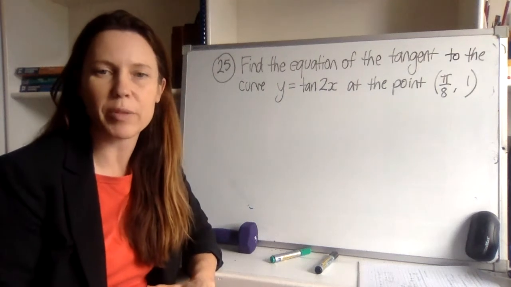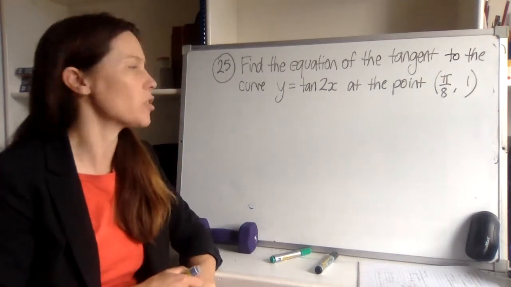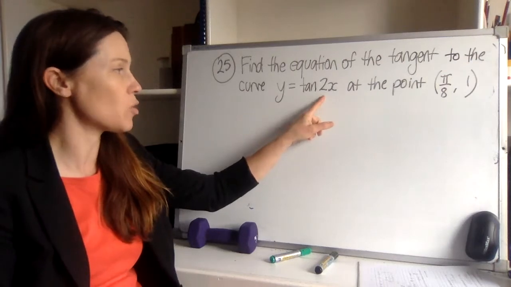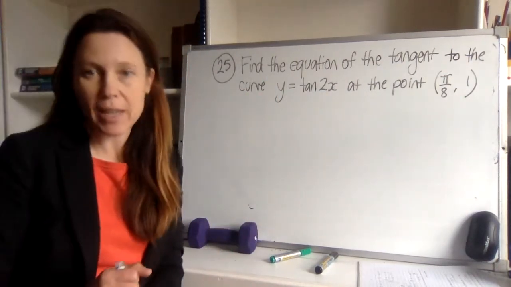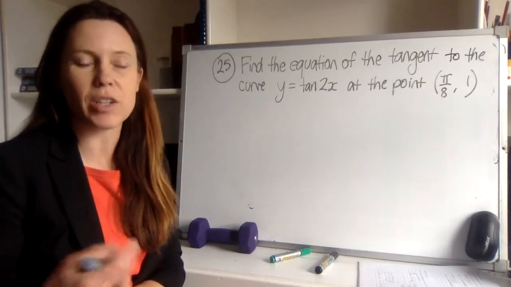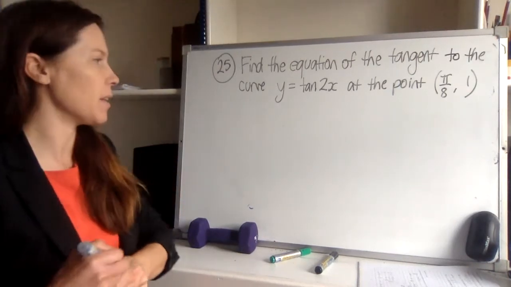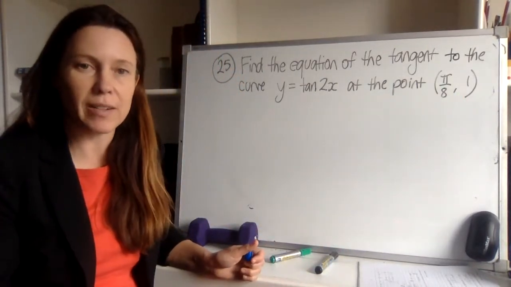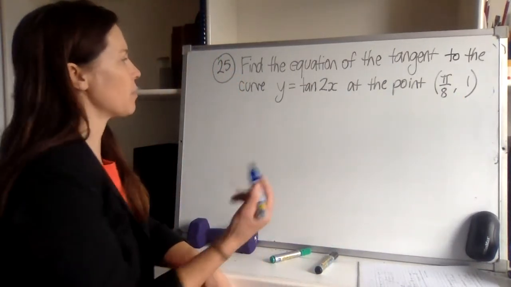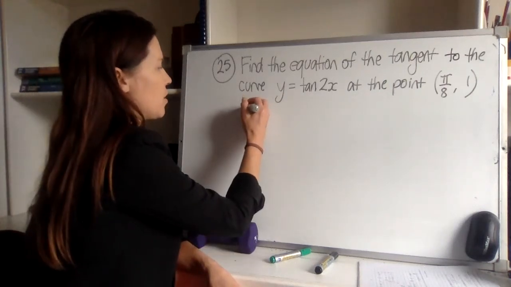In question 25, we need to find the equation of the tangent to this curve, y equals tan 2x, at this point. Now, if we want to find the equation of a tangent to the curve, first we need to differentiate so that we can find the gradient of that line. Then we'll have a point, so we'll be able to use that point gradient method of finding the equation of the line. So first thing to do is to differentiate.